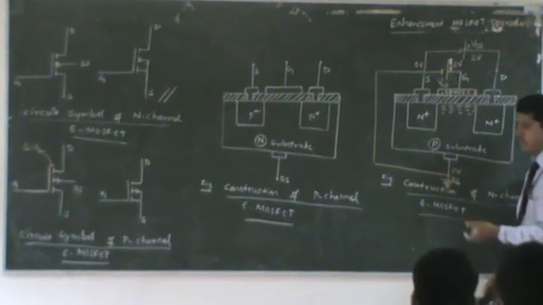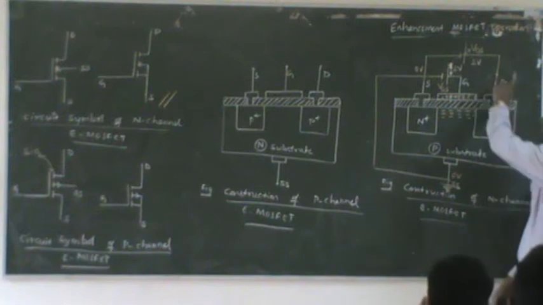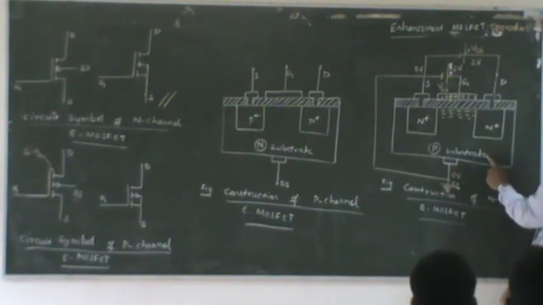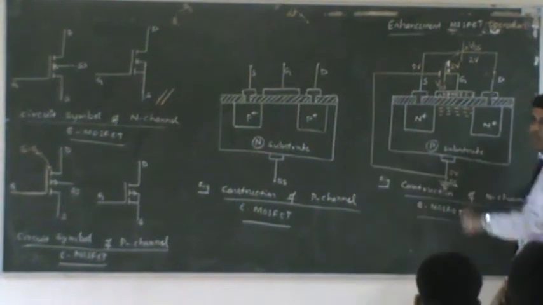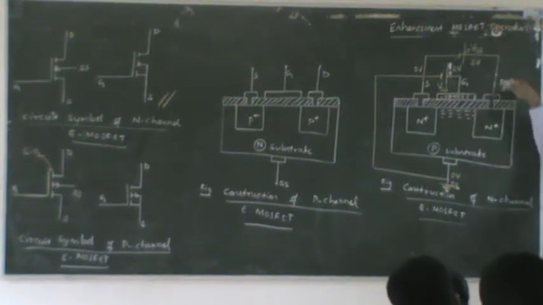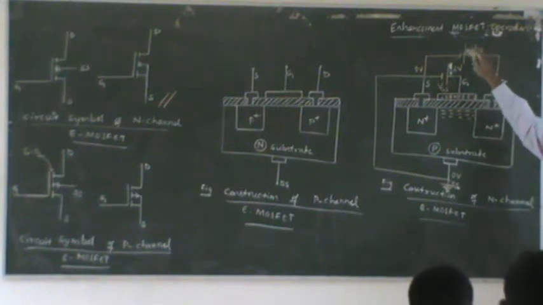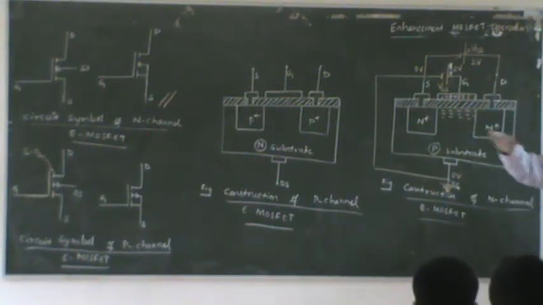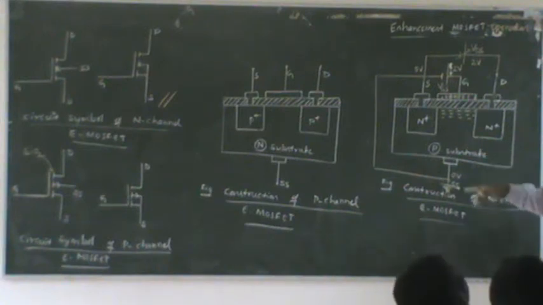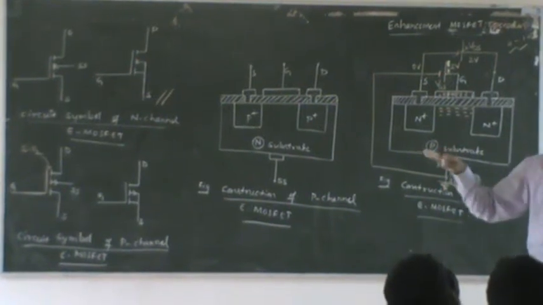The question arises, which of these is reverse biased? Obviously, this side is reverse biased. You can see N plus is tied to the positive of the battery, and the substrate is tied to the negative. P substrate negative, N plus positive. Obviously, it is reverse biased. That means if you go for larger VDS, pinch off will happen. That's why you see constant current in the curves. Initially, when VDS increases from 0 to 1 volt, the current will start increasing. But after 1 volt, pinch off happens and the current becomes flat.